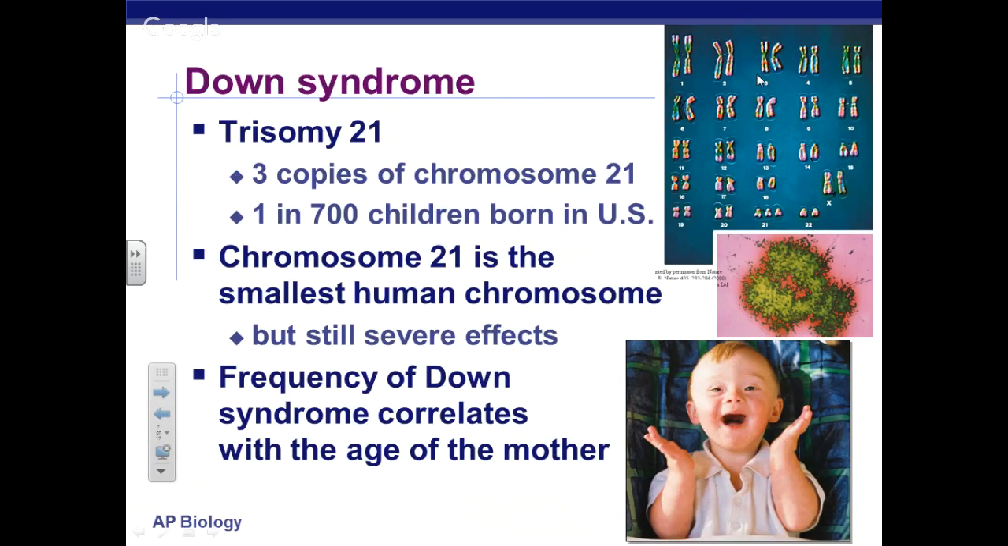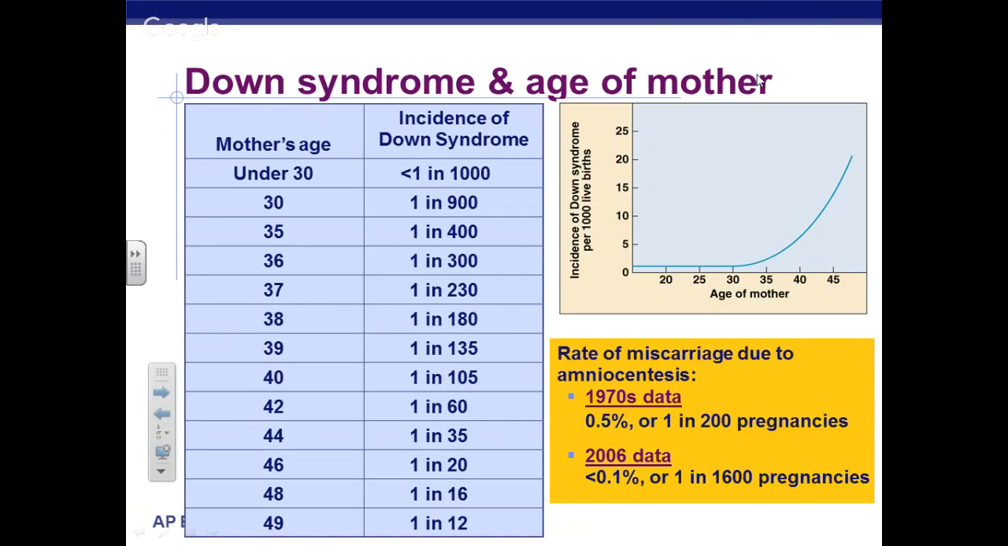The frequency of Down syndrome, and here I'm going to come back to what we were talking about earlier, correlates usually with the age of the mom. If we look at this graph, it says incidence of Down syndrome per 1,000 live births, and down here says age of the mother. Notice it's really low until around the age of 33. It starts to rise, and then it really rises after age 40. When a woman is 40, it's 1 in 105 pregnancies. At the age of 49, 1 in 12.